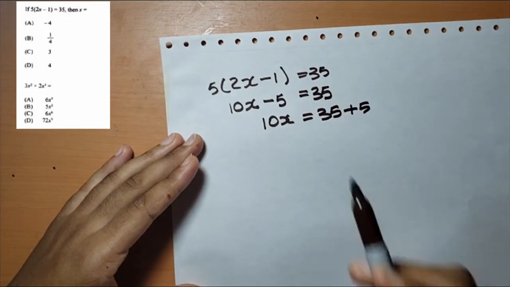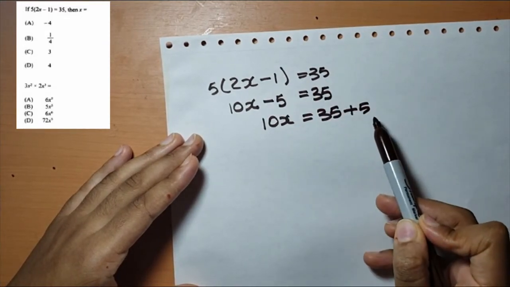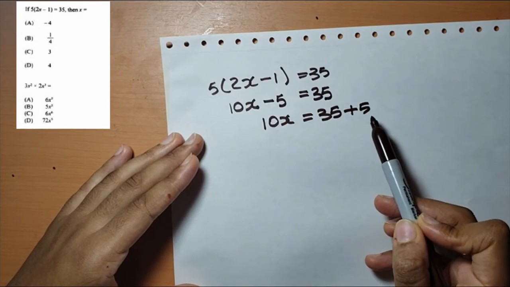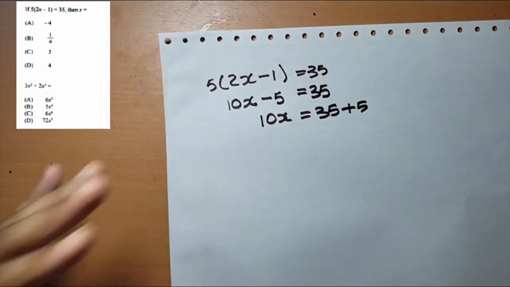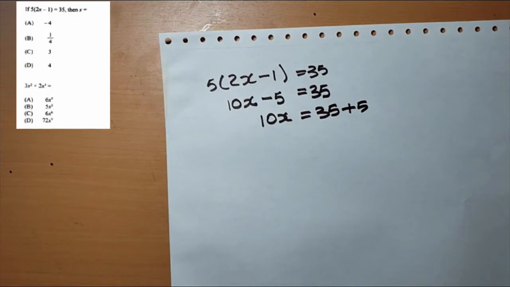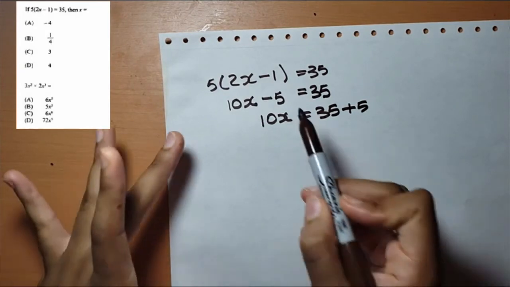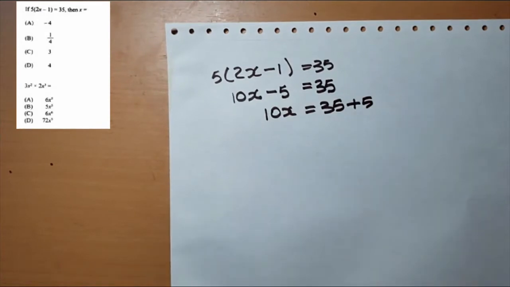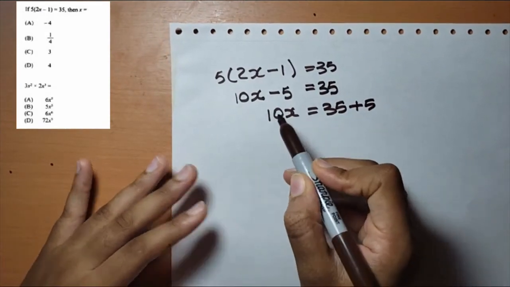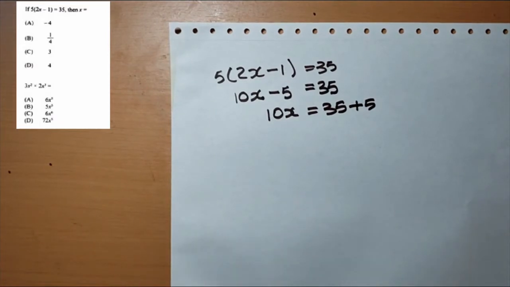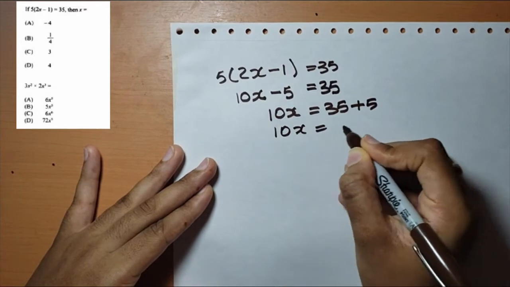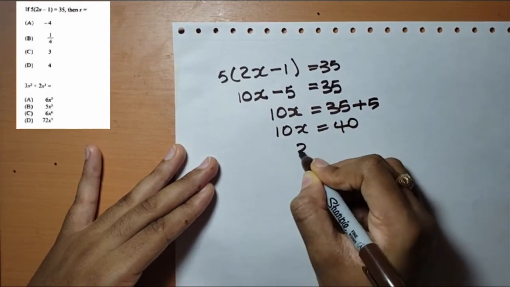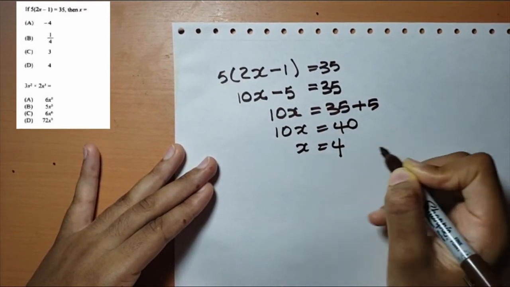So what we do is we basically carried over this 5. When it goes over the equal sign, it's going to change sign. Or in more technical terms, you add 5 to both sides, because whatever you do to one side, you have to do to the other. So we added 5 to both sides, or carry over, if that's how you understand. And that is D.